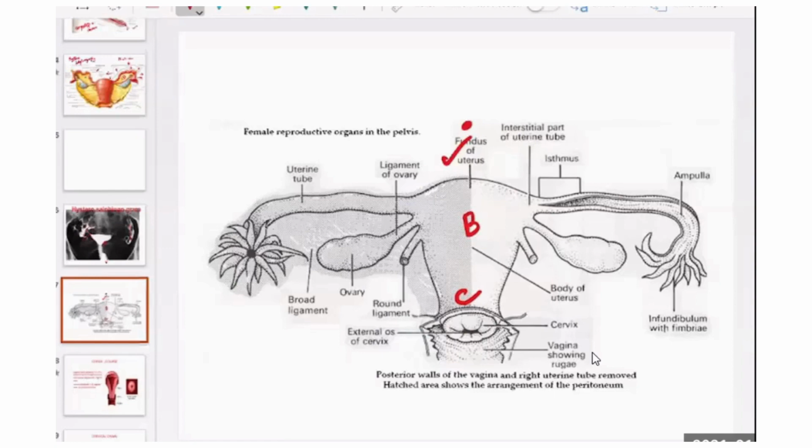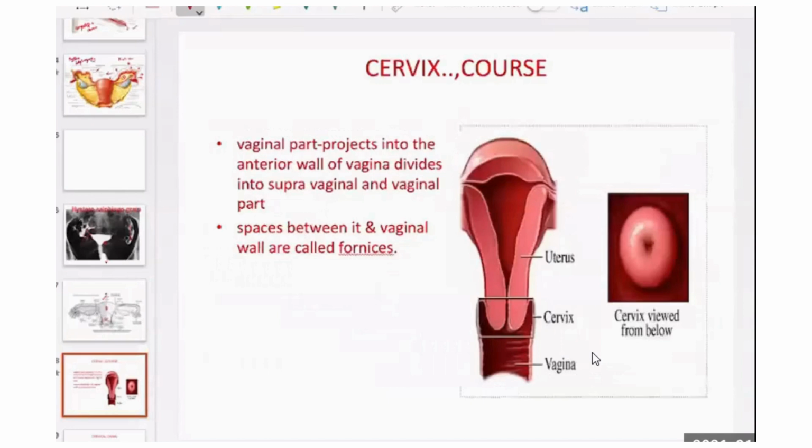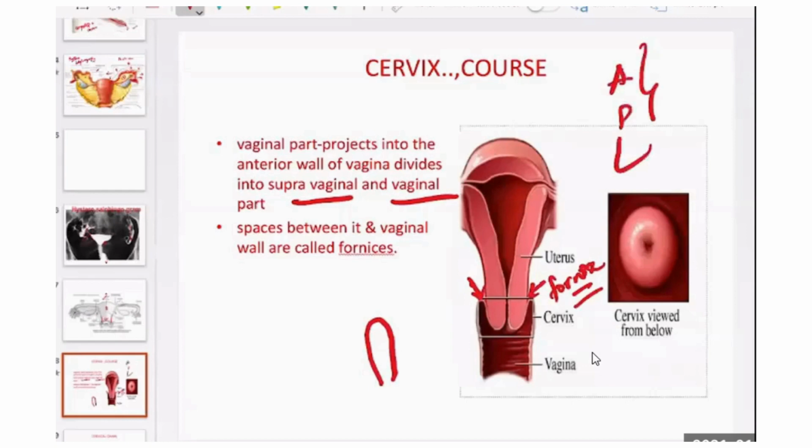Now what is the cervix? The lower, constricted neck part is called the cervix. The vagina invades into the anterior wall and divides the cervix into a supravaginal part and a vaginal part. So these are the two parts of the cervix. Around it you get some space, which we call the fornix. We have anterior fornix, posterior fornix, and lateral fornix. There are three fornices in relation to the cervix.